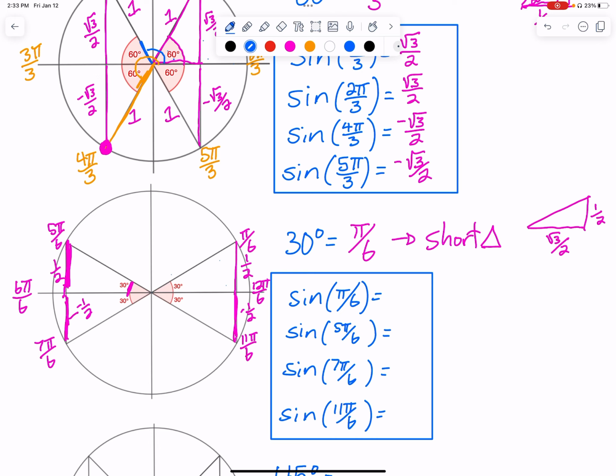What makes this really nice now, because you know your 30, 60, 90 triangles, and you can see that those are halves. Sine is y. In the first quadrant, y is up, so sine is positive. Over here at 5 pi over 6, y goes up, so it's positive, it's a half. Now we're down here, 7 pi over 6, the y is going down, so it's a negative 1/2. And the last one, 11 pi over 6, it's going down, it is a negative 1/2.